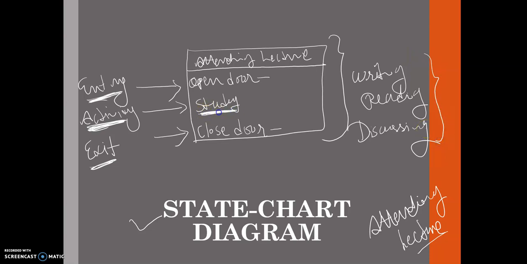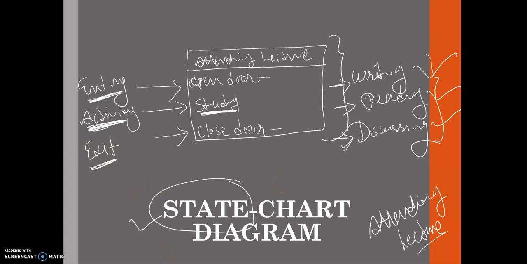Study is your one state, one phase, and then you can write, you can read, and you can discuss, right? So all these things together you can perform. So these are the other states. Writing is one state, reading is another state, discussing is another state, right? So the state of a particular object, we need to display through the state chart diagram. We will see more in other examples, but this is the concept.